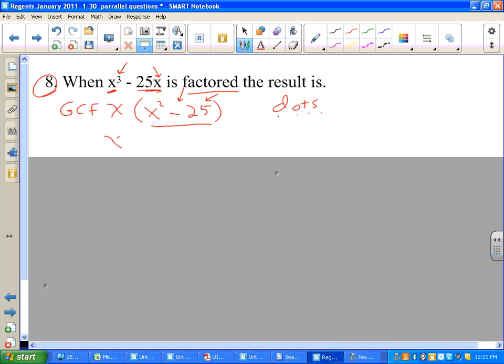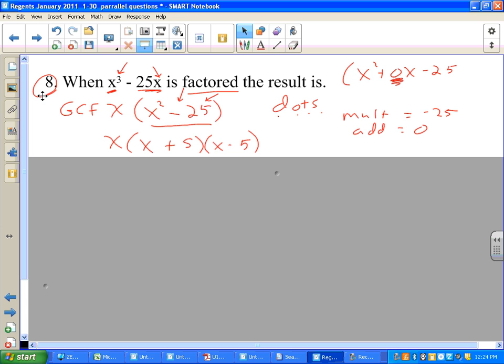So when we factor the difference of two squares, we think to ourselves, first of all, what two numbers multiply to equal negative 25 and add up to be 0? Because x squared minus 25 is the same as x squared plus 0x's minus 25. That's why they have to add up to be 0. What two numbers multiply to be negative 25 and add up to be 0? That would be positive 5 and negative 5. We just factored it completely.